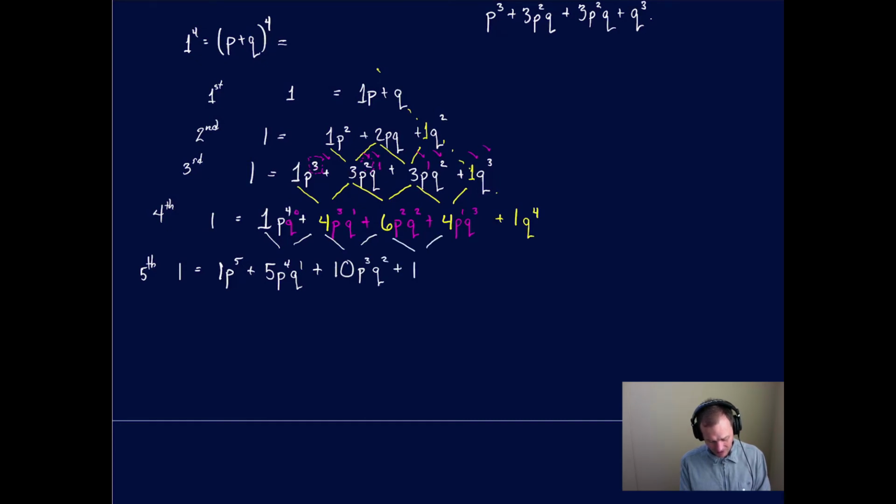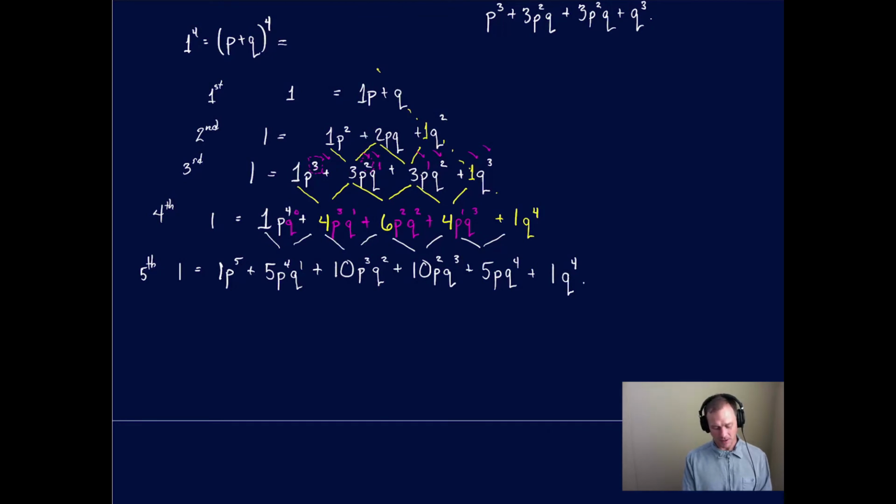6 plus 4, that's 10. P goes down to 2, q goes up to 3. Then we take the 4 plus the 1, that's 5. Then p goes down to 1, q goes up to 4, plus we always end with a 1, and now we're at the q raised to the 4th, and that should be your 5th line.